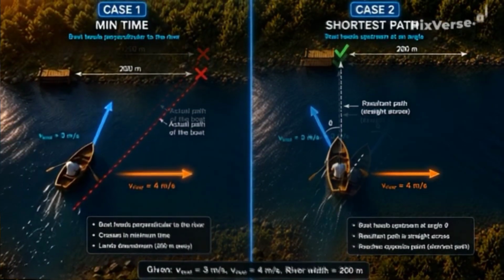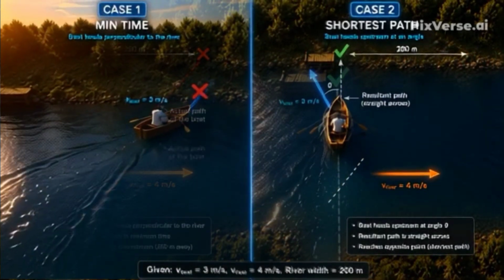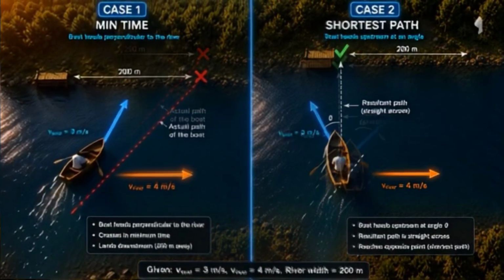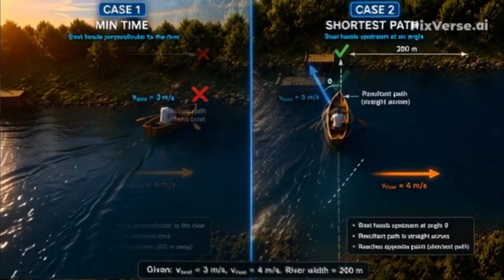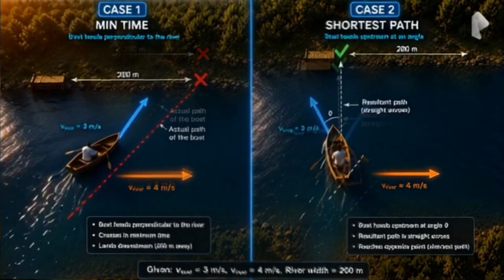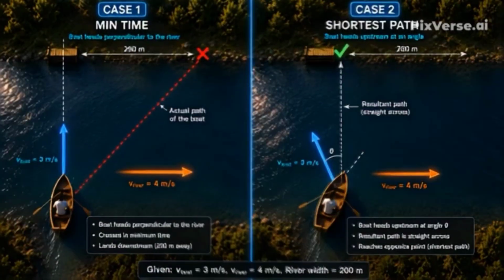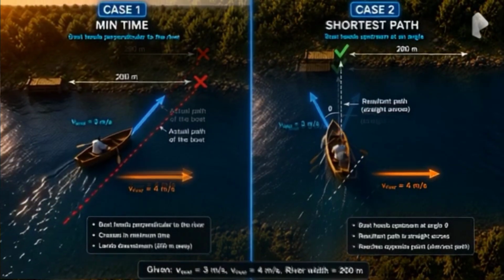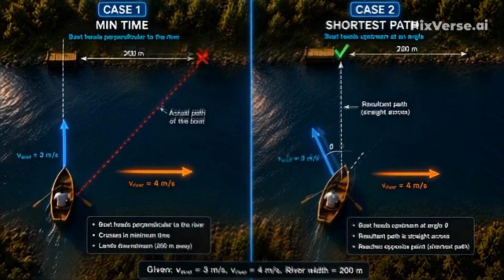But the river is still flowing sideways at 4 meters per second. Because of this sideways current, the boat drifts downstream while crossing. The actual motion becomes diagonal, combining 3 meters per second upward and 4 meters per second sideways. Using vector addition, the resultant velocity squared is equal to the sum of the boat velocity squared and the river velocity squared. The resultant speed becomes 5 meters per second. So the boat reaches the other bank quickly, but not directly opposite the starting point.